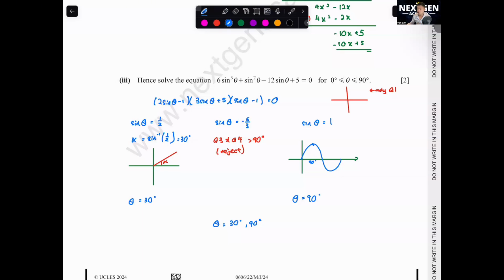Okay, question 4. Everyone good? If 4 good, can you just type 4 in the chat? Okay, let's move on to question 5.